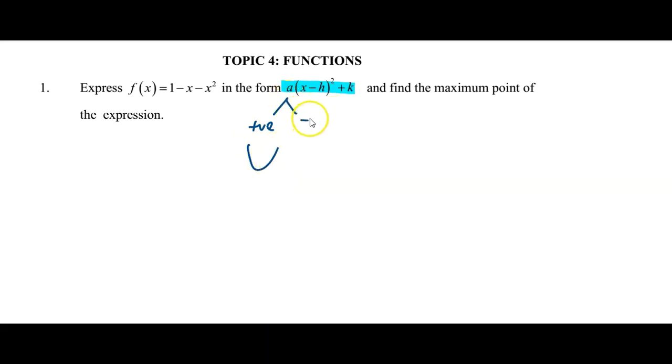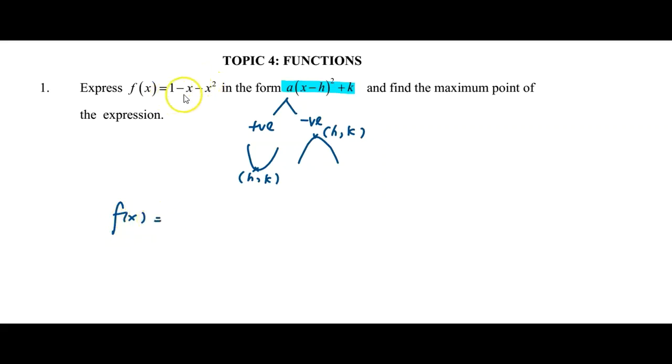And if your a is a negative value, your graph will be in this form, having a maximum point. The maximum point and minimum point can be obtained by finding the value of h and the value of k, the same as if our function has a minimum point. Now we need to find the maximum point after we have expressed it in this form. So this is quite a direct question.